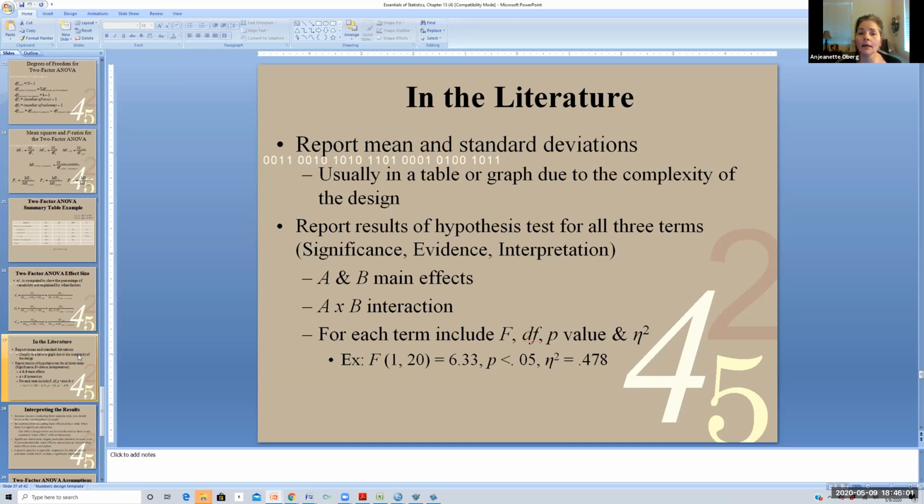When we report this, we use our results template where we say whether each one was significant. So we do one results for the main effect of A, one results for the main effect of B, and one results for the interaction. With each one, you have to do a statement of significance, statistical evidence, a statement of interpretation, and then your descriptive stats. If it is significant, you need to make sure you're reporting your effect size.